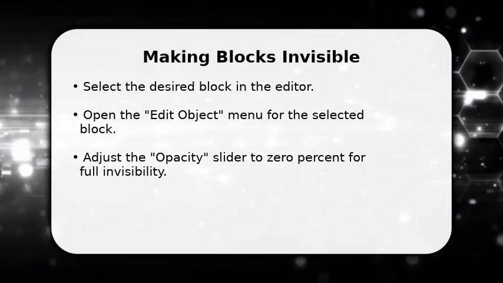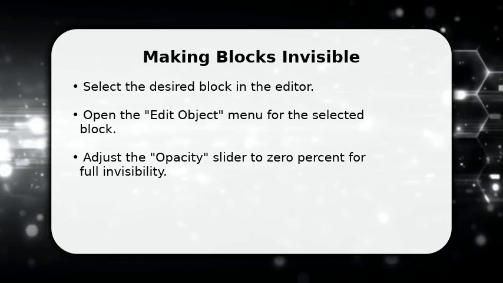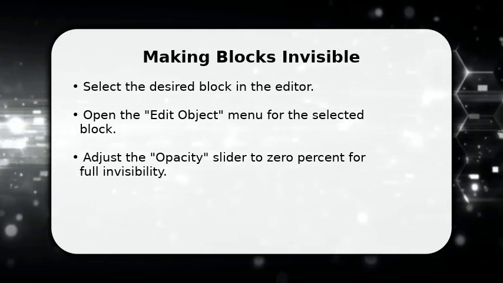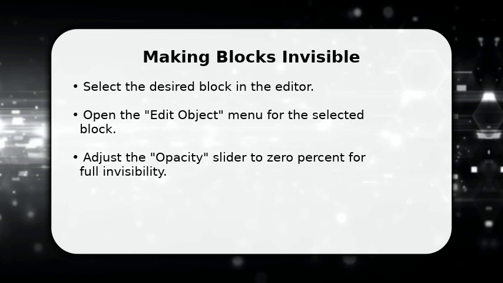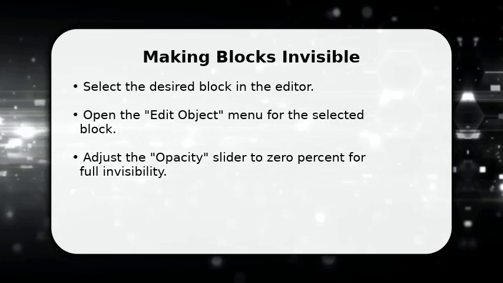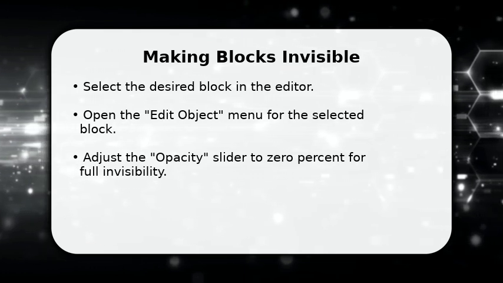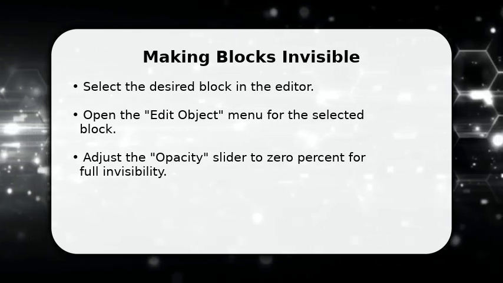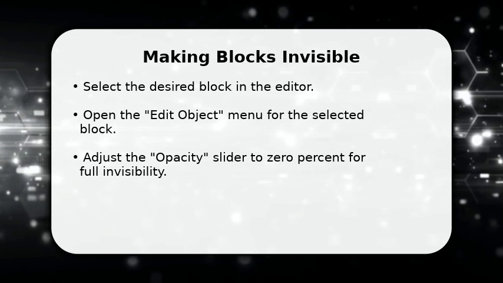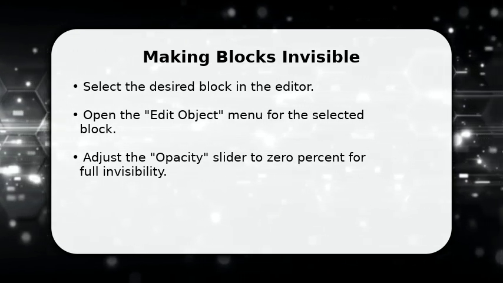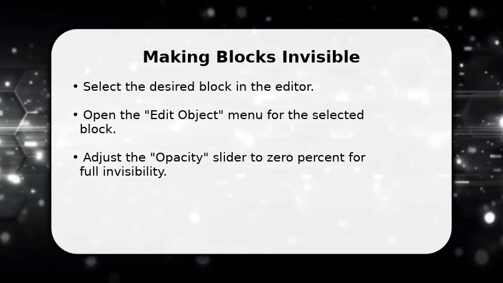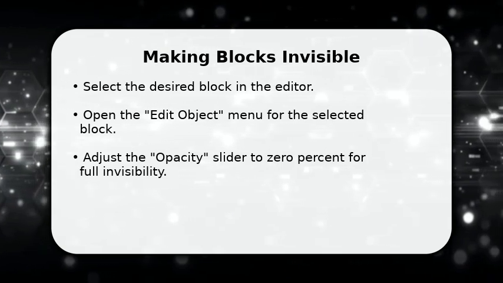In this video, I will explain how to make blocks go invisible in Geometry Dash. First, select any block you wish to hide within the editor. Then, access its Edit Object menu. Inside this menu, locate the opacity slider and drag it all the way down to 0%. This simple step will make your chosen block completely disappear from view during gameplay.